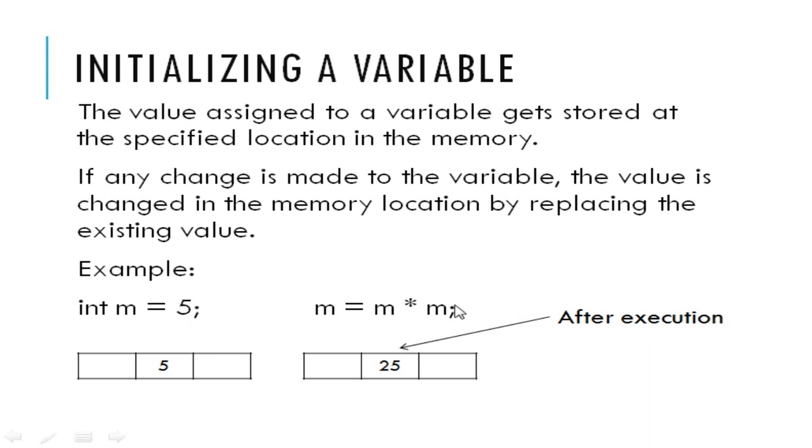Suppose after initializing the variable, you are going to make a change, that is finding the square of the number and then store it into the same variable. So what happens is the value which is already stored as 5 will be replaced with the new value after this statement execution. Okay. So here the changes will be made according to the program execution.